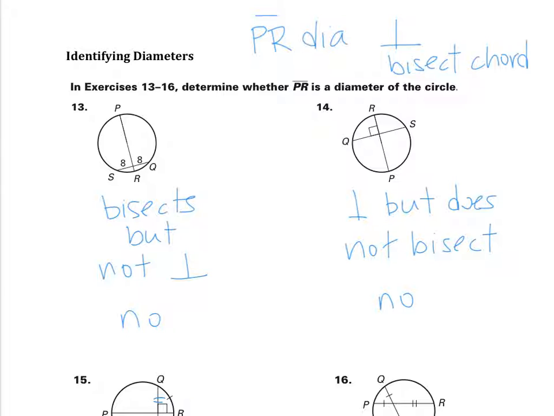In our last section, identifying diameters, the writing's already here, so I'm just going to give you some audio for it. In determining if we have a diameter, first off, the diameter must be perpendicular to the chord, and it must bisect the chord. So in number 13, you can see that PR bisects SQ, but it's not perpendicular, so it would not be a diameter. In 14, you have two chords basically perpendicular, but it's not showing that it's bisecting.